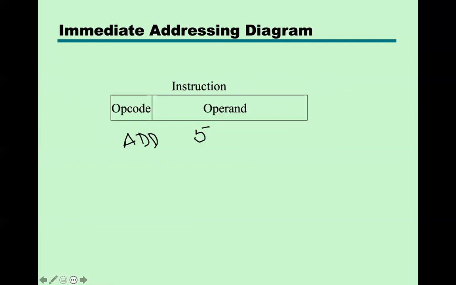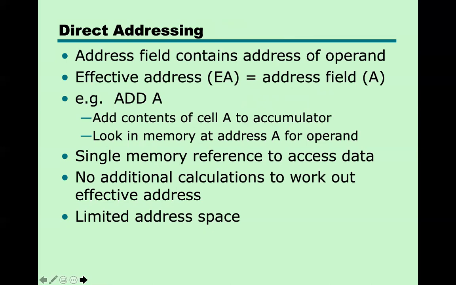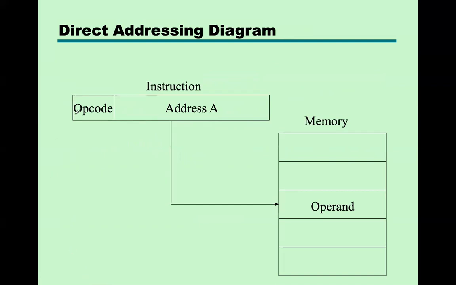The next addressing mode is direct addressing. Here we need to know the effective address, which means the actual address of an operand. Suppose I have given add A. A is not the operand. I will explain through a diagram. Here the opcode, the operation code, is add, and we specify the operand in the form of an address.